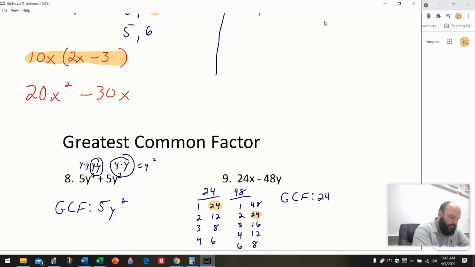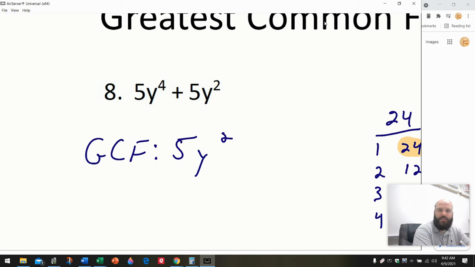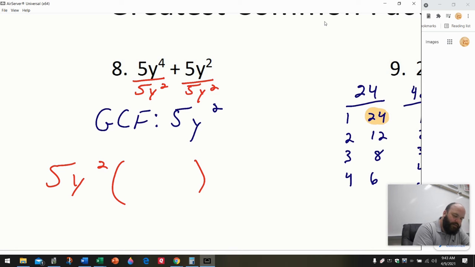So let's try a couple more. We have this one here. And again, we have already previously found the GCF. The GCF of this expression is 5y to the second power. So in order to factor this, we will start by writing the GCF, 5y to the second, followed by a set of parentheses, just like the last two.